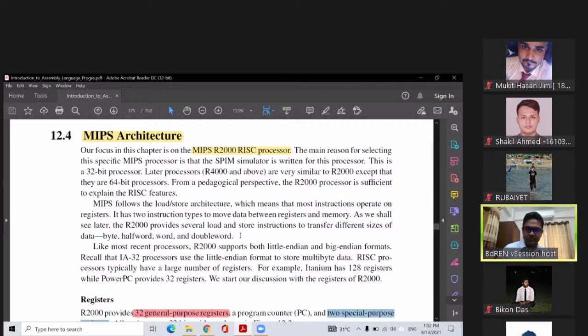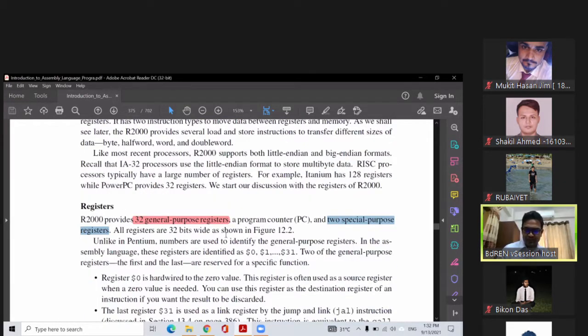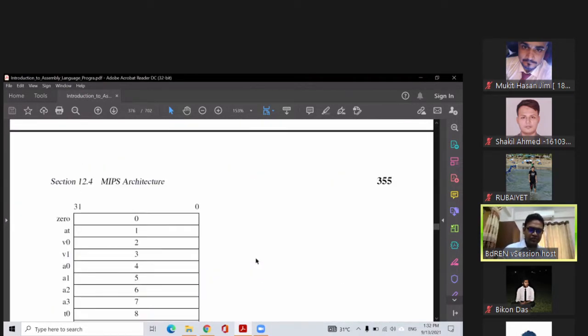These MIPS processors, R2000 or R4000. So this processor has 3 different types of register. General purpose register, where we have 32 general purpose registers. We have 1 program counter register, and we have 2 special purpose registers. If you look at the image, it will be much easier.